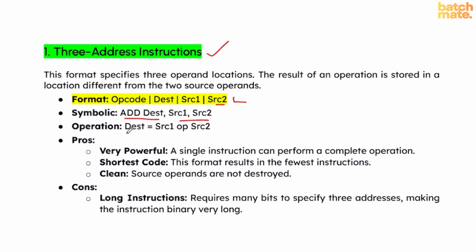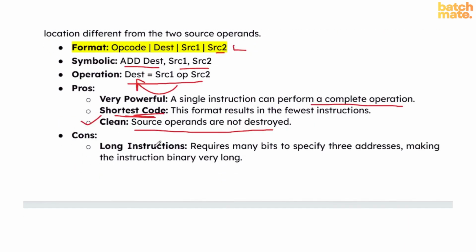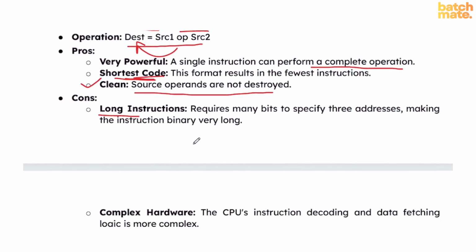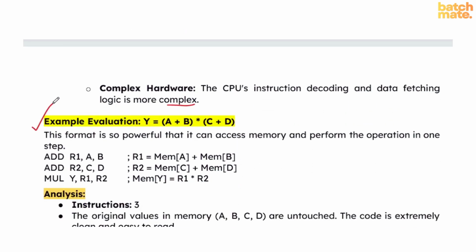And the operation is like the addition of source 1 and source 2 will be stored as the result in the destination. This is incredibly powerful because only a single instruction can perform a complete operation, and this format results in shortest code. And most importantly, you can perform a complete math operation without destroying your original data. But the instruction binary is very long, and the CPU's instruction decoding and data fetching logic is more complex. Now, let's solve this arithmetic expression. Since we have 3 slots, we can do this very cleanly.